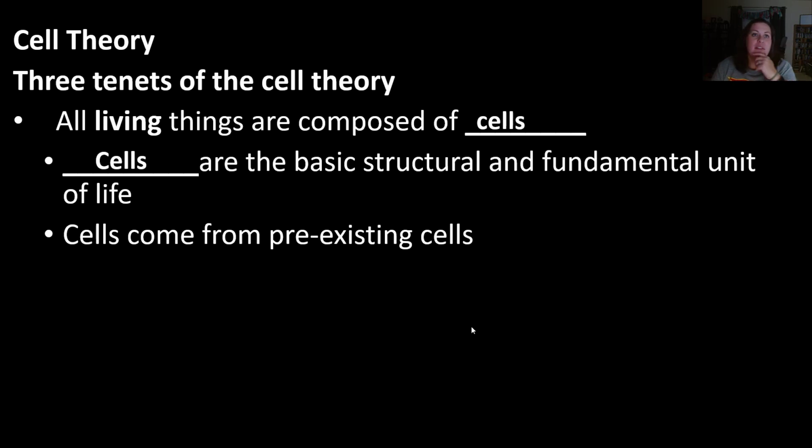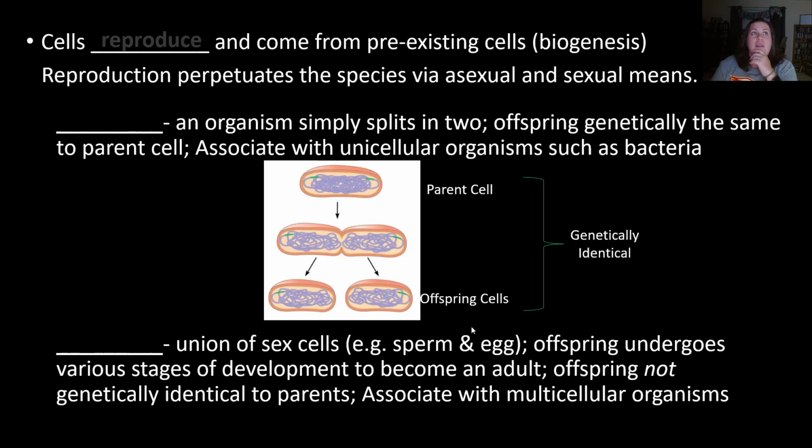Now this is why the cell theory is still a theory though. It's not called the cell law because where did the first cell come from? This is where we aren't real sure because nobody lived all the way back then and saw the first one, whether it's through the Big Bang or if you believe something else. The thing is that pre-existing cell is super important.